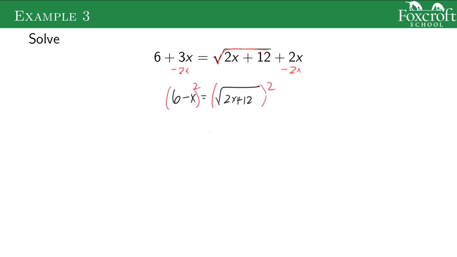The right-hand side is a simpler one because whenever you square a square root, it just goes away. The left-hand side, I have to be a bit careful. Just remember, if you're squaring something, you're multiplying it by itself. So I have to FOIL this out. So if I FOIL this out, I'm going to get 36 minus 6x minus 6x plus x squared.